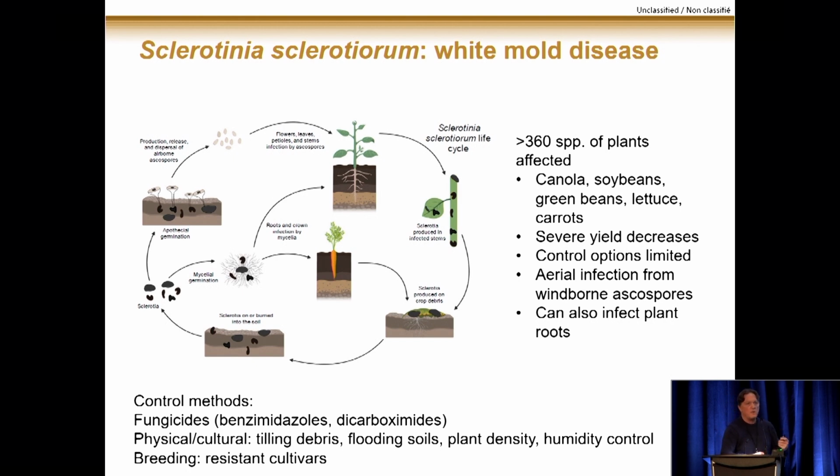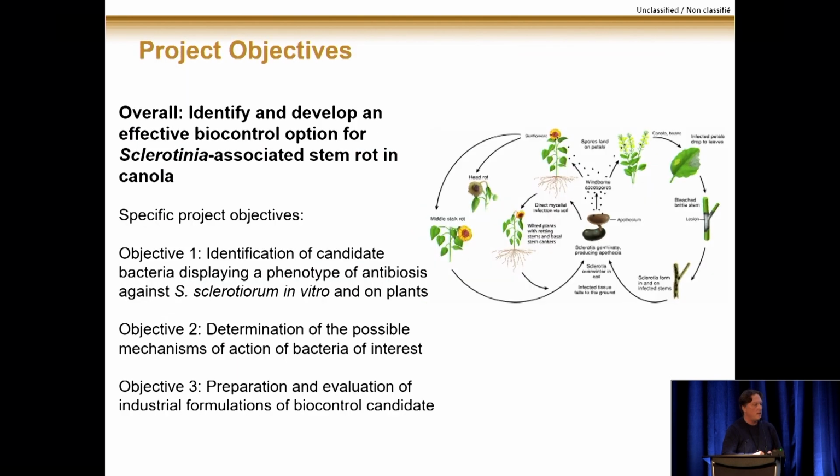And of course, the ultimate solution is the one that's going to be the subject of the talk by my colleague in the next presentation, really closing the door to the infection altogether, is breeding, a really important aspect of disease control. So we have this project that was funded by the Canola Agronomic Research Council, where our objective here was to identify and develop an effective biocontrol agent for Sclerotinia-associated stem rot in canola.